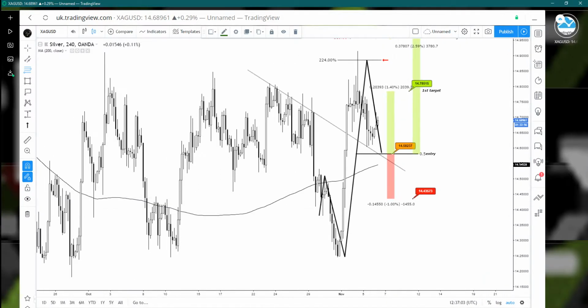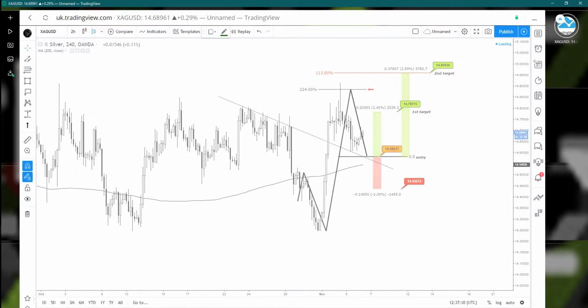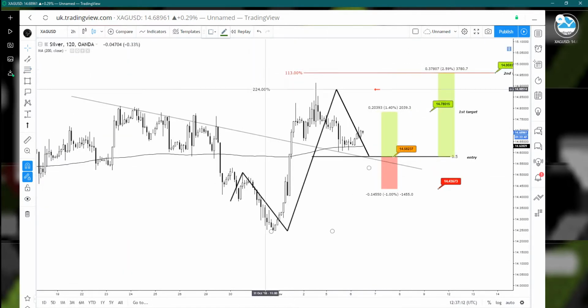So what we have here is a simple pattern. It's the 5-0 pattern. So the market has found resistance at 224 extension from this previous swing. At 224 extension, the market has decided to pull back. At this point, I can wait for the completion of the 5-0 sequence.